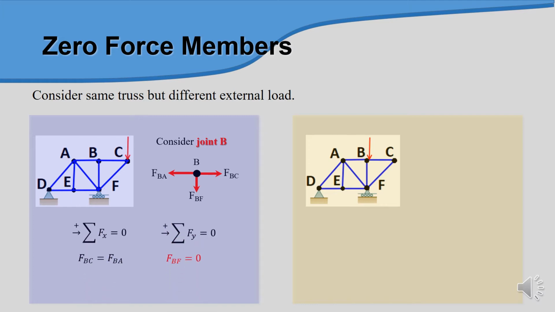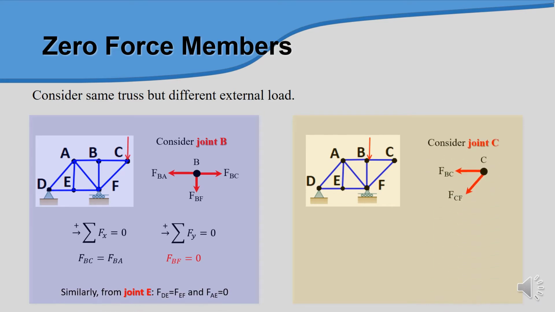So if we calculate by using net force equal to 0 for each axis, we will get FBC. For the x-axis, we have FBC is equal to FBA, and another one at y-axis, we have FBF is equal to 0. So once the member BF is equal to 0, we call it a zero force member.